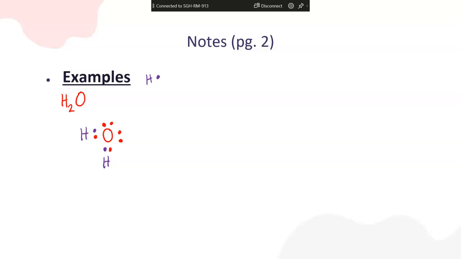Okay? If we were then to draw our structural formula, we change the bonds to lines, but everything else stays the same. So that is our structural formula. So Lewis dot diagram, and then here is our structural formula.